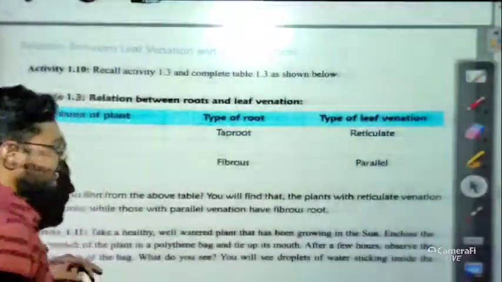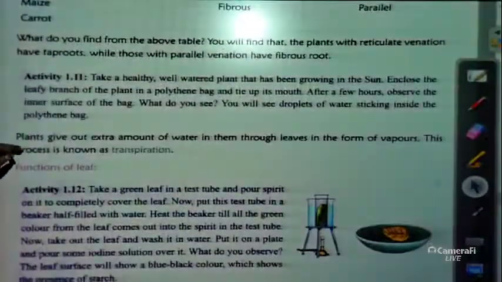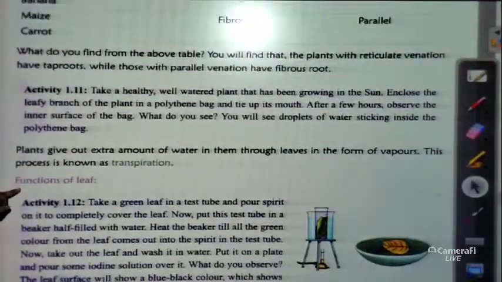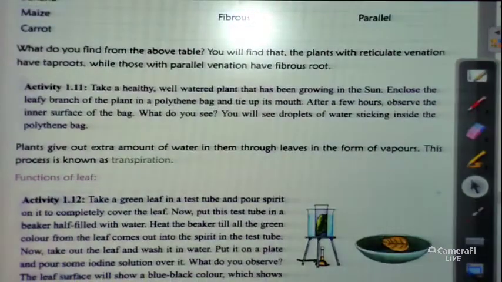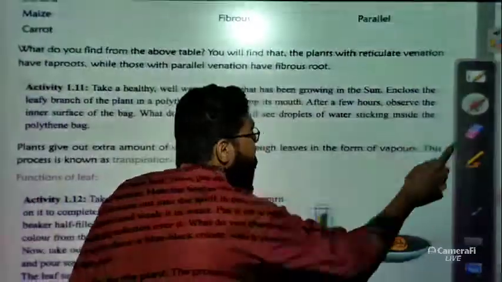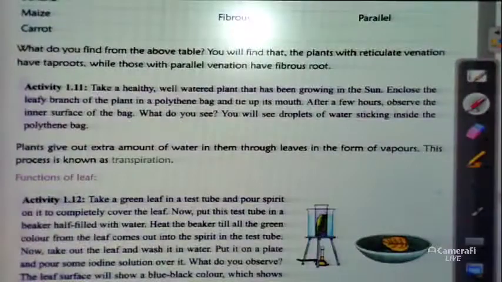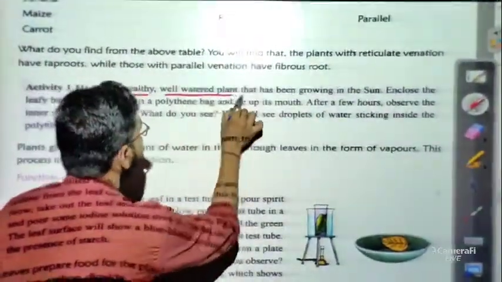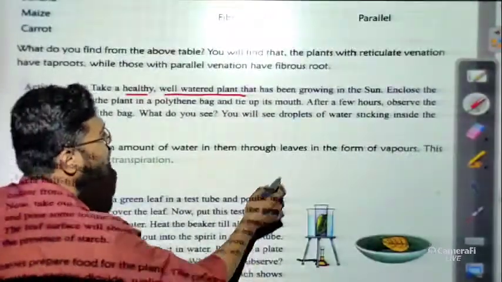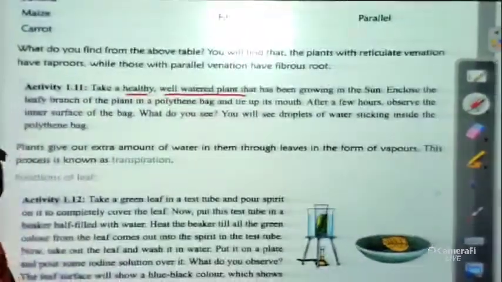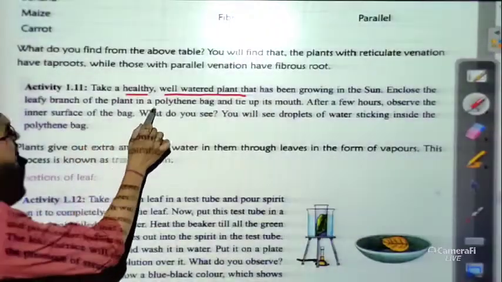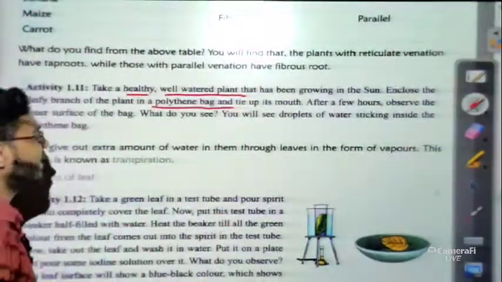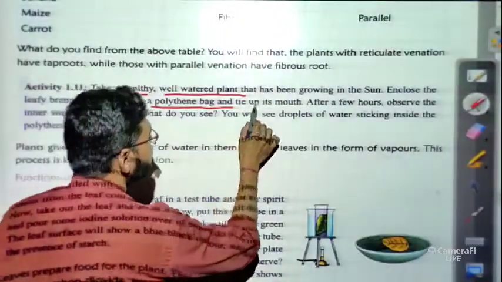Now an activity is there, so let us discuss the activity first. In this activity it is said that we have to take a healthy, well watered plant that is growing in the sun, and enclose the leafy branch of the plant in a polythene bag. So we enclose the leaves in a polythene bag and tie up its mouth.